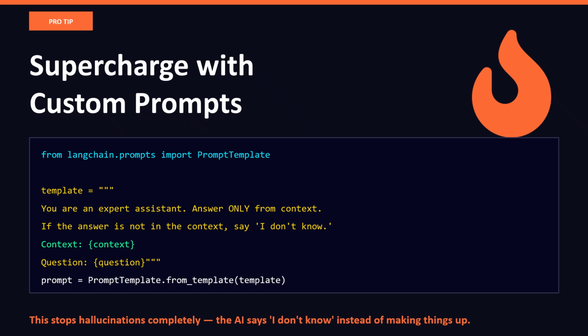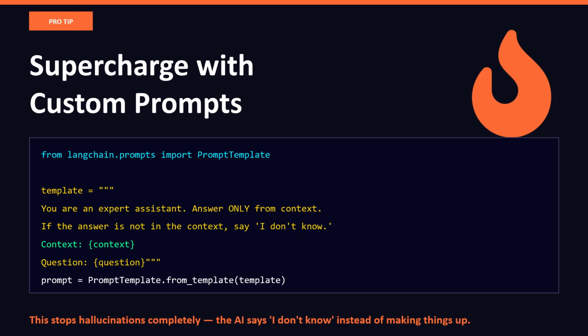This is the tip that separates good RAG from great RAG: custom prompt templates. By default, LangChain uses a generic prompt, but you can control exactly how the AI behaves. Look at this template on this slide. You are an expert assistant. Answer only from the context provided. If the answer is not in the context, say I don't know.